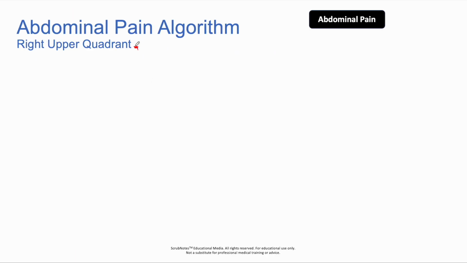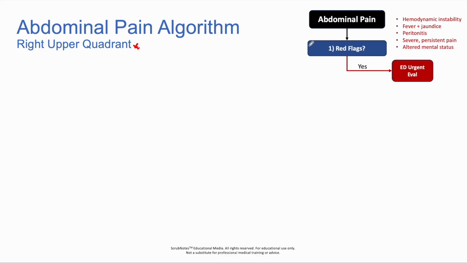I've created an algorithm for how I like to approach right upper quadrant abdominal pain. So first, we want to check if there are any red flags. If we see any kind of hemodynamic instability, fever, jaundice, peritonitis, severe and persistent pain, or altered mental status, that's a good indication we need to do an ED or urgent evaluation. Let's say that's not the case for our patient. Remember earlier when I said I'd give you one key step to help you narrow your differentials? Well, this is it. We're going to use location and pattern to help us narrow down our list.